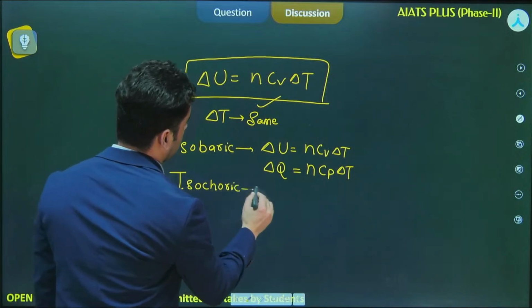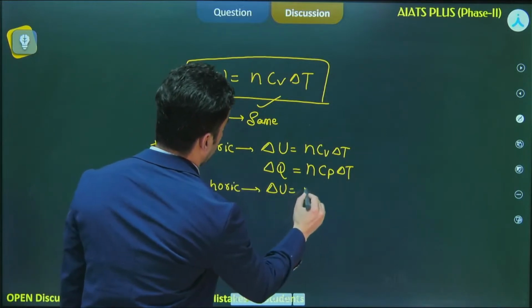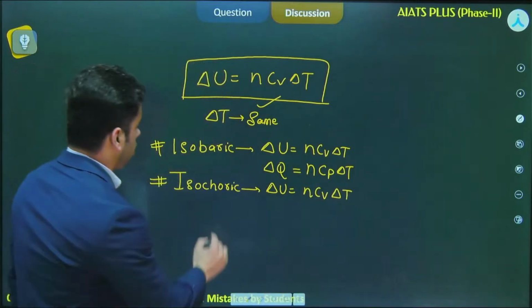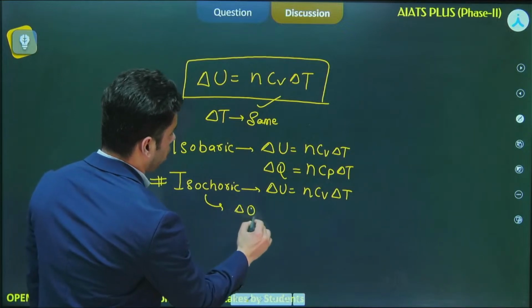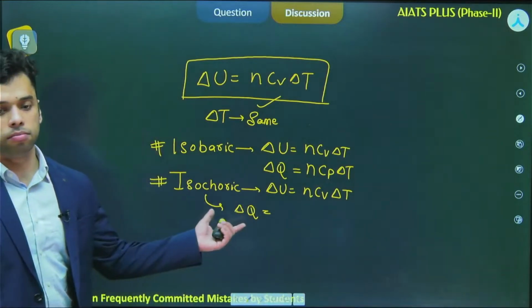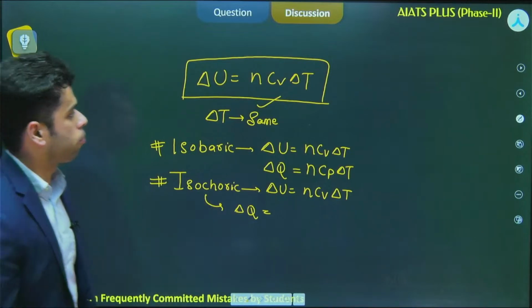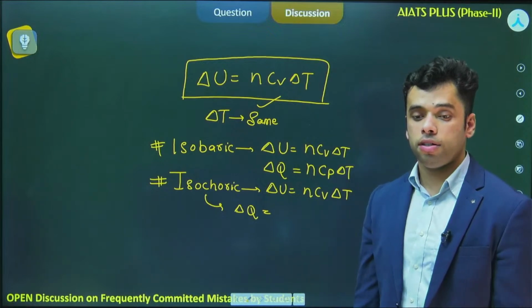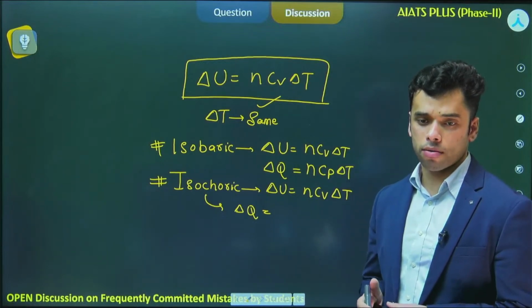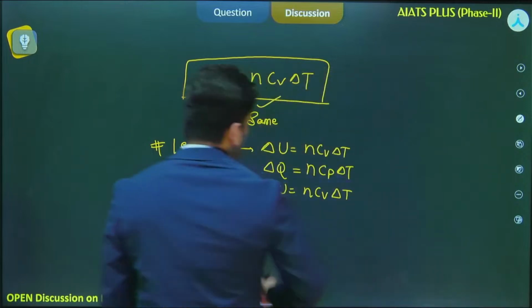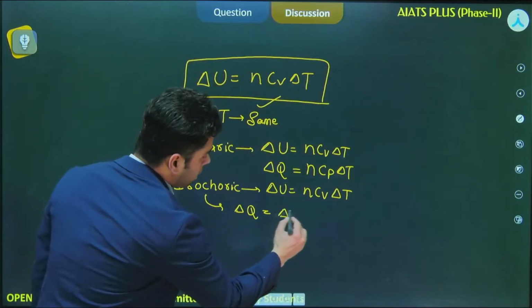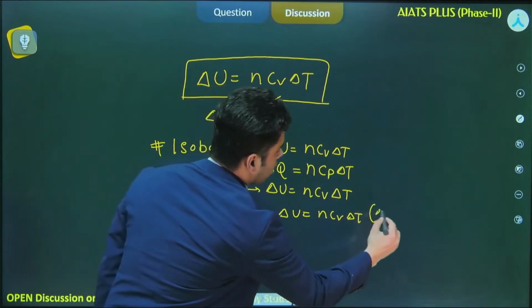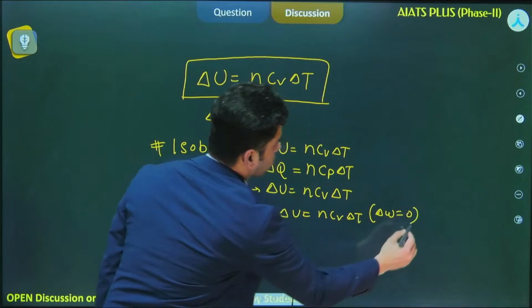For isochoric, delta U should be equal to nCv delta T. What should be delta Q for the isochoric process? Delta Q should be equal to delta U, and it should be equal to nCv delta T, right? Because delta W is 0 for the isochoric process.